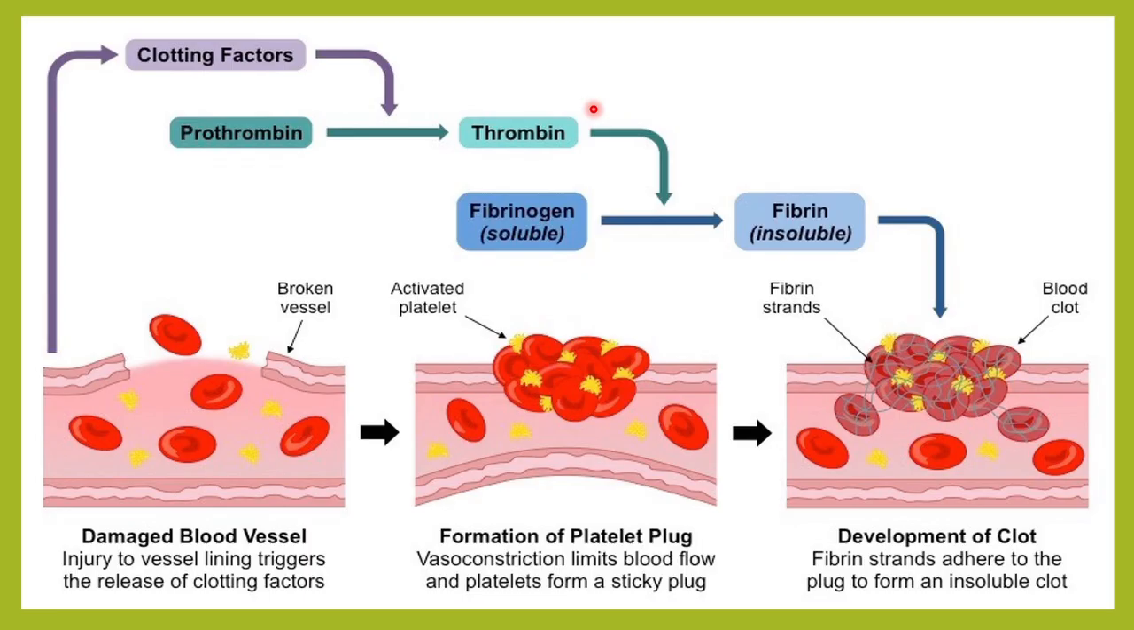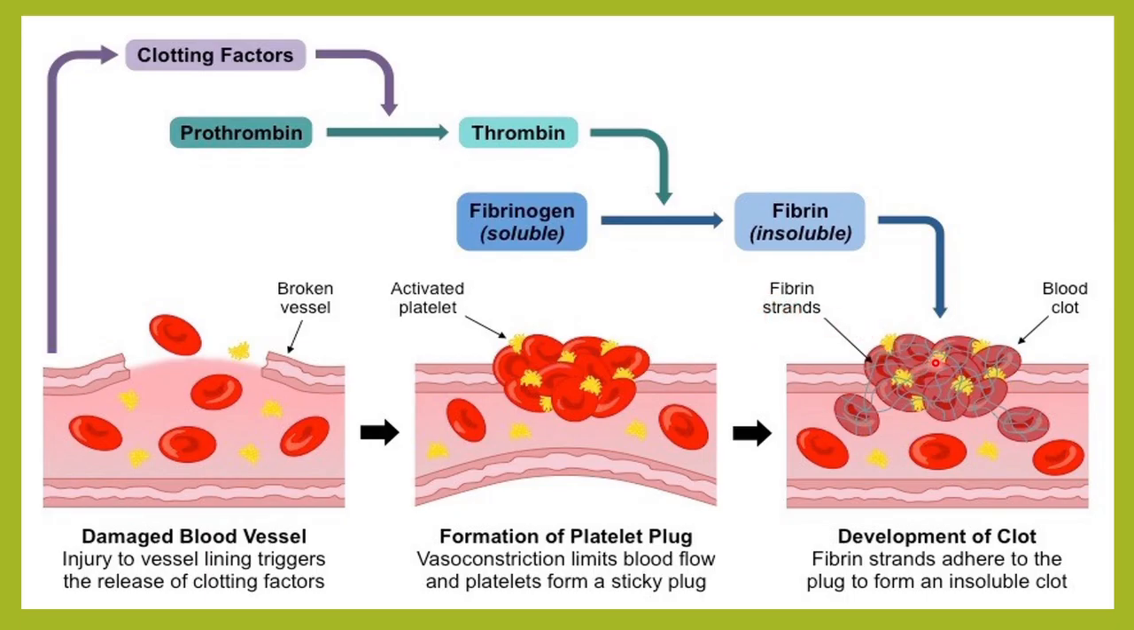Here you can see a damaged blood vessel. You have a cut or some injury, and the blood vessel integrity is broken. Here you can see that the platelets have come to form a plug. They have come here and blocked it, and there is vasoconstriction which limits the blood flow, and here there is a development of the clot, and these are the fibrin strands.